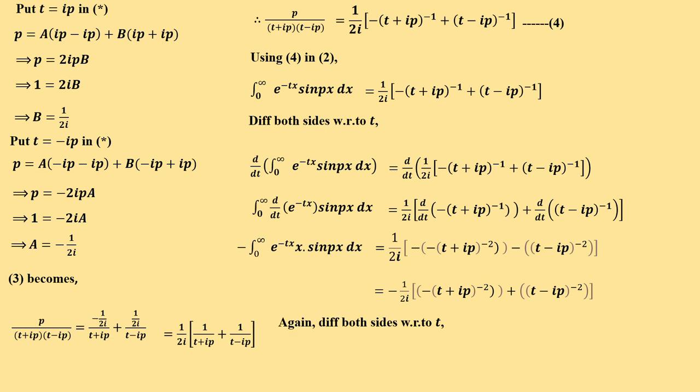Again, second differentiation with respect to t. So d by dt of integral 0 to infinity e power minus tx x into sin px dx is equal to the differentiation of minus 1 by 2i times minus (t plus ip) whole power minus 2 plus (t minus ip) whole power minus 2. So that is integral 0 to infinity d by dt of e power minus tx x into sin px dx, which is equal to minus 1 by 2i times the derivative of the first term minus (t plus ip) whole power minus 2 plus the derivative of the second term (t minus ip) whole power minus 2.